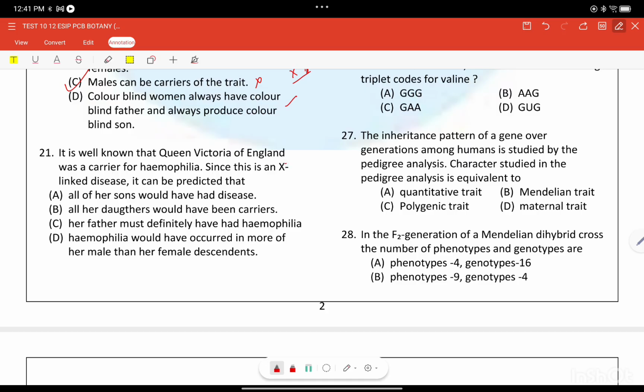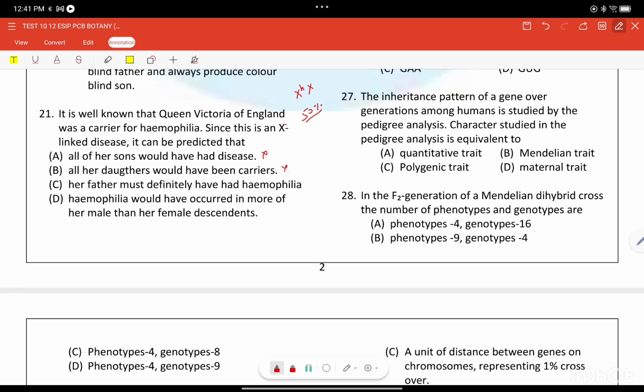It is well known that Queen Victoria of England was a carrier of hemophilia. Since this is an X-linked disease, it can be predicted that all of her sons would have disease. If the female is carrier, then 50% of the male child will be diseased and 50% will be disease free. So all of her son would be diseased is incorrect. All of her daughter would not be affected.